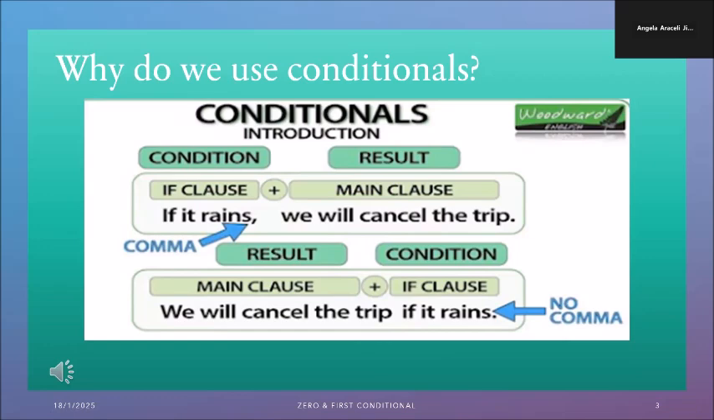Look at these examples. If it rains, comma, we will cancel the trip. As in all conditional sentences, the order of the clauses is not fixed. You may have to rearrange the pronouns and adjust punctuation when we change the order of the clauses. In this second structure, a comma is not needed, but the meaning is identical. For example, we will cancel the trip if it rains. A comma is not necessary. Now we know how to construct conditionals, but in this class we just focus on zero conditional and first conditional. Then let's start.